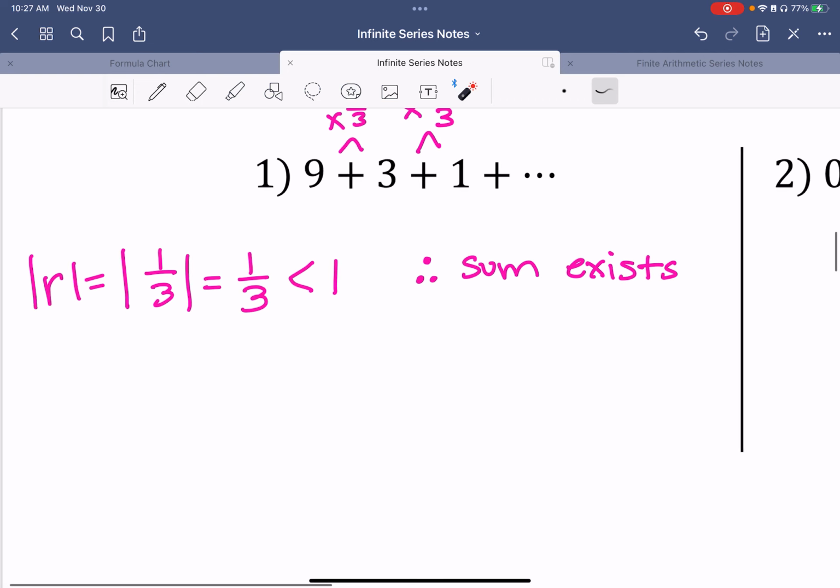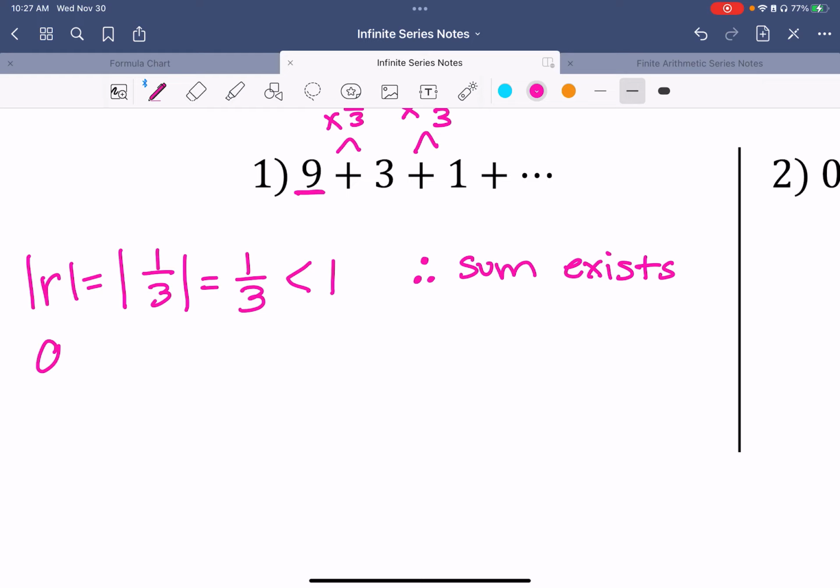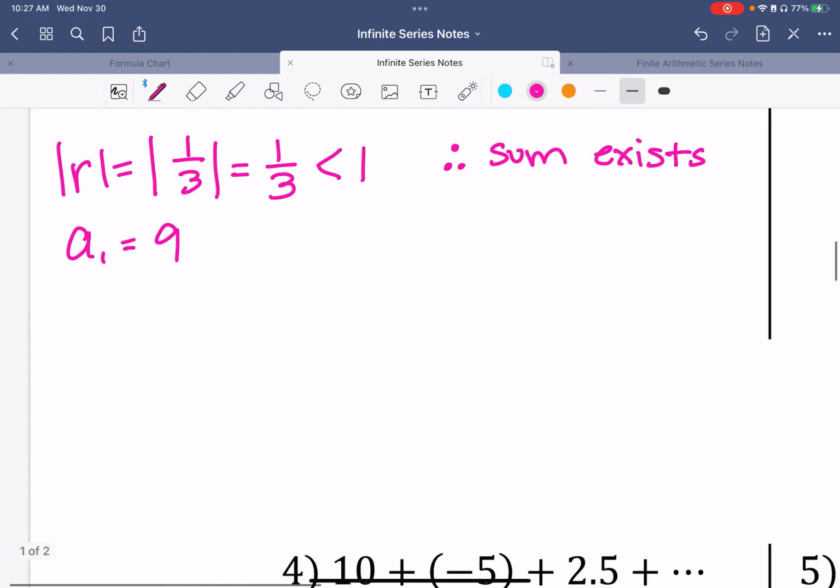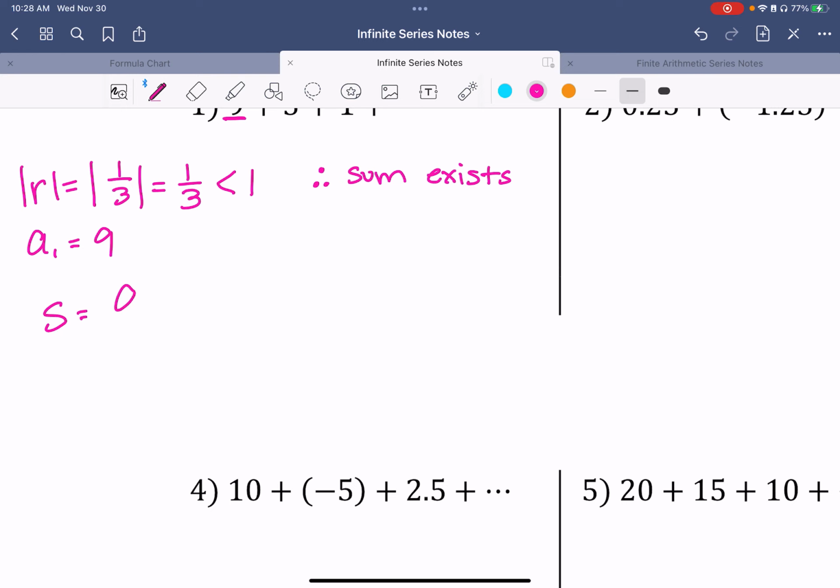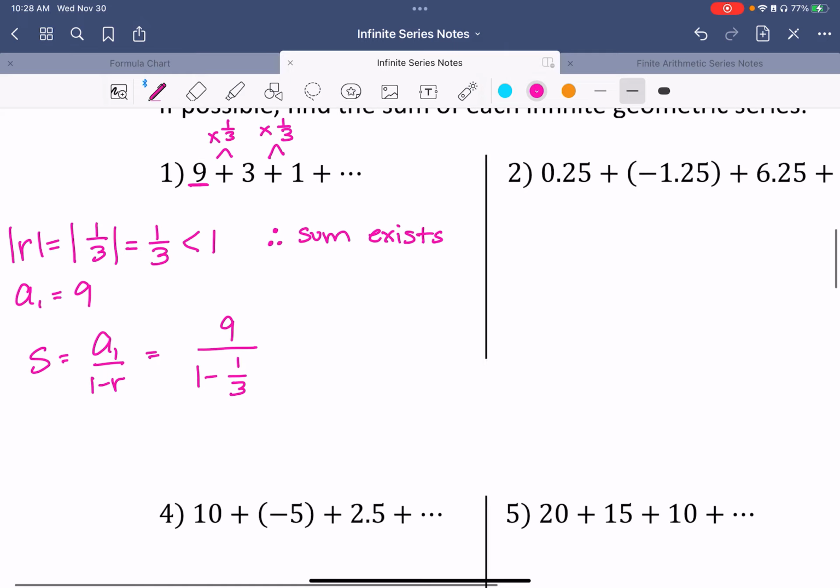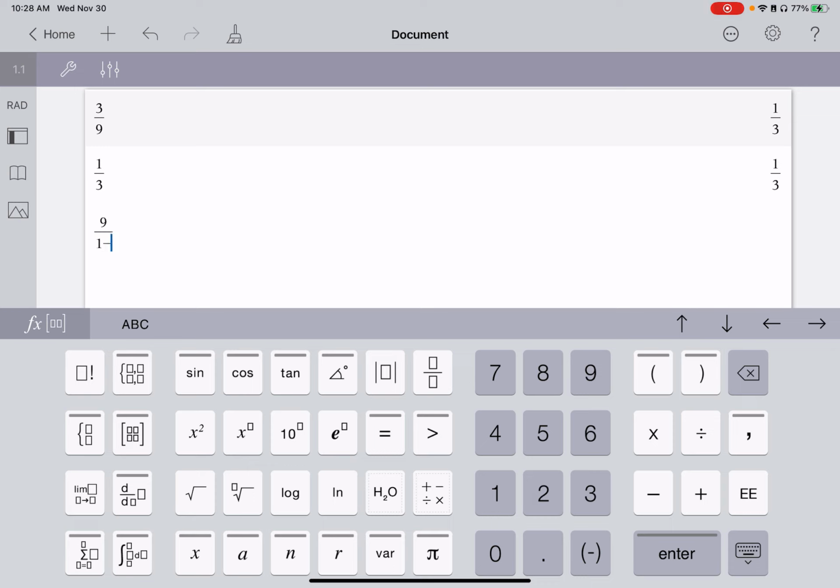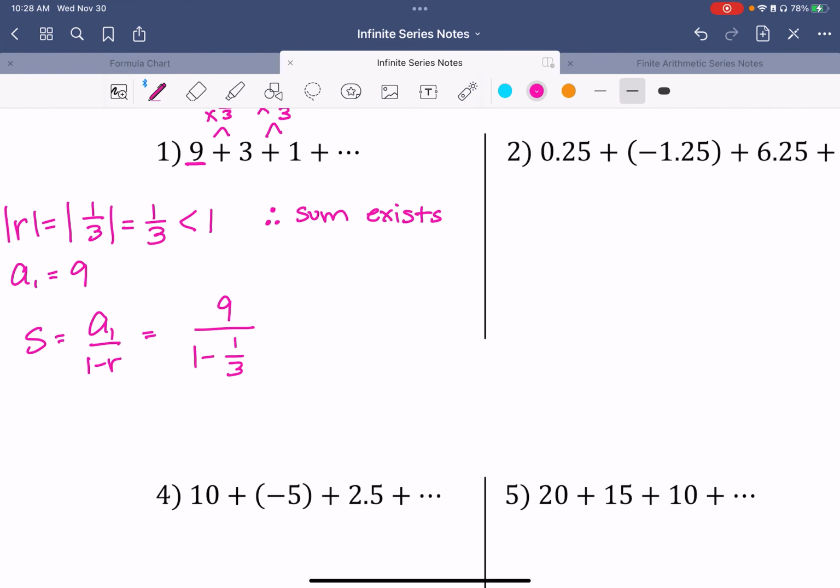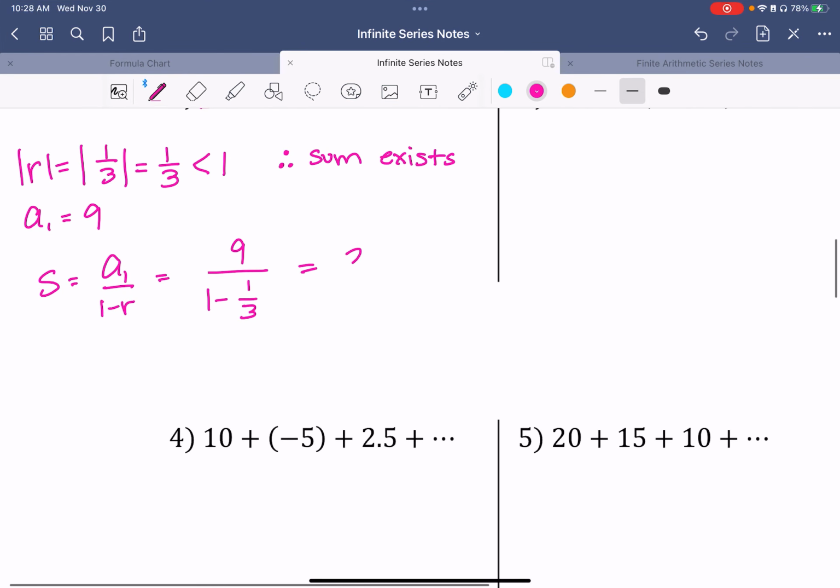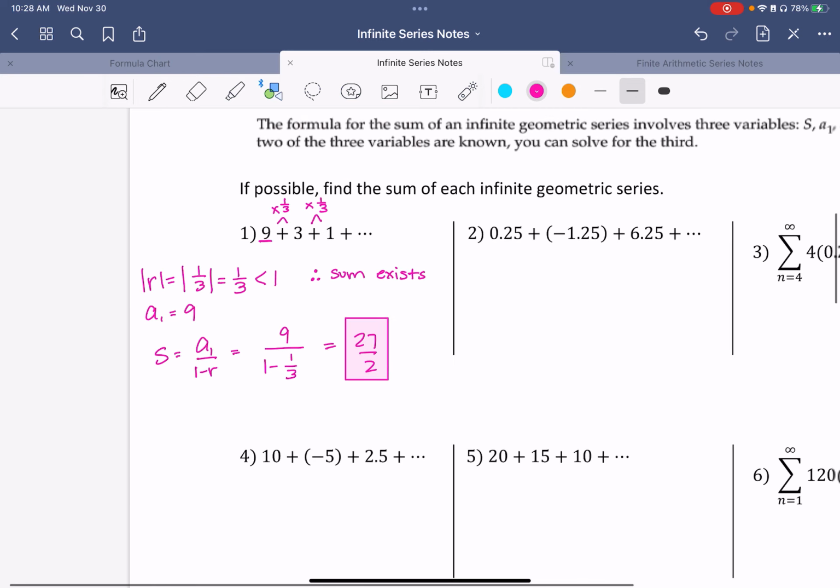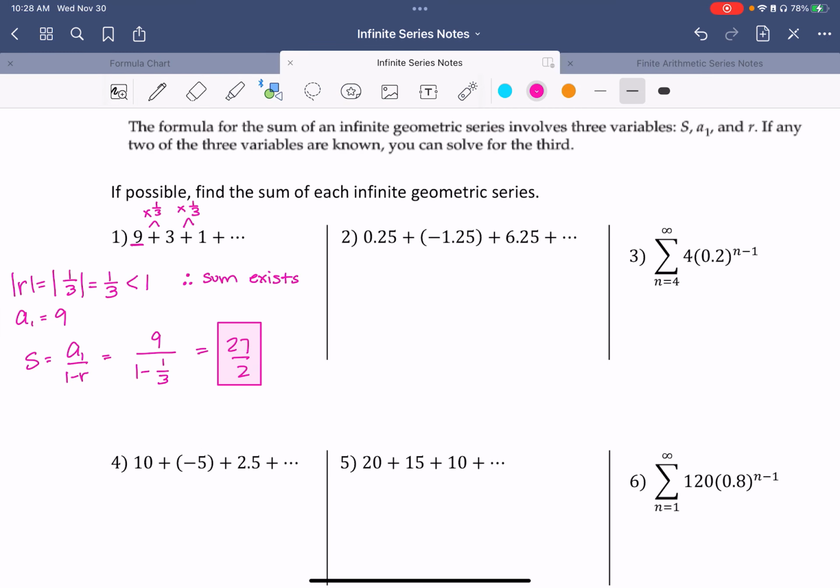Okay, now the first term is the first term here. I'm just going to label it. A sub 1 is 9. Okay, so the formula S equals A sub 1 over 1 minus R. A sub 1 being 9, 1 minus 1/3. And I'm going to put that into the calculator. 9 over 1 minus 1/3 is 27 over 2. Okay, and so that's the sum of the infinite geometric series.